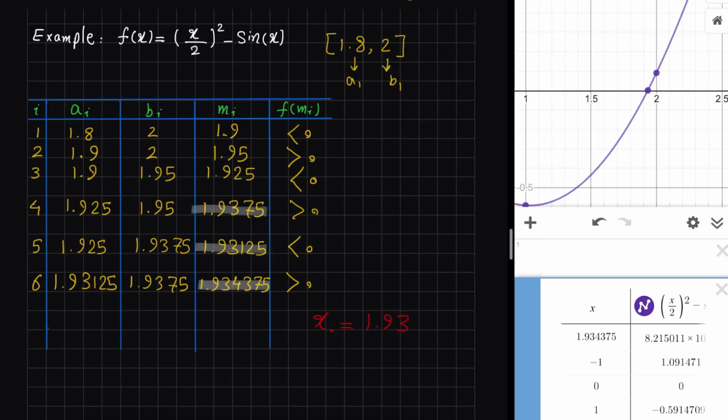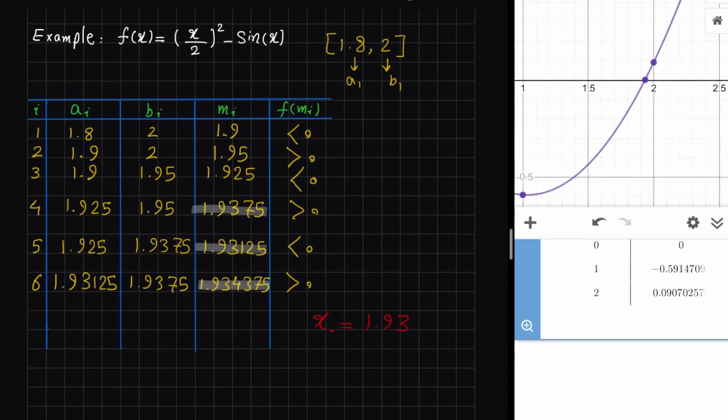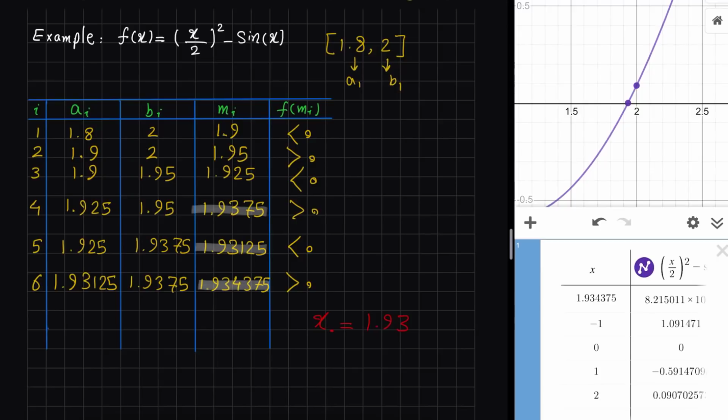And with this table, with this example, and with this graphing, we just showed how to use the bisection method, which is based on the intermediate value theorem. And I hope that this example actually is a very good one for you to understand the method.